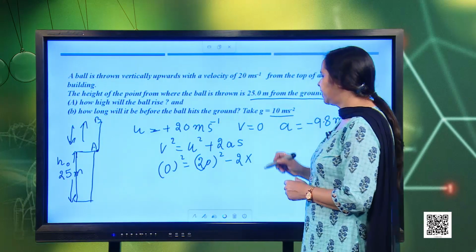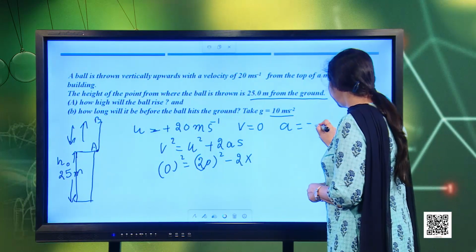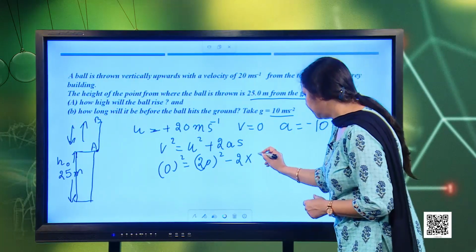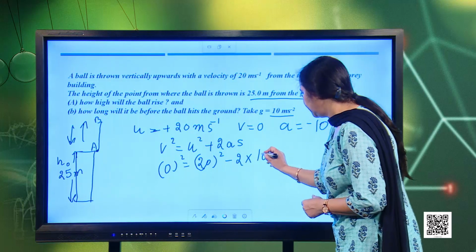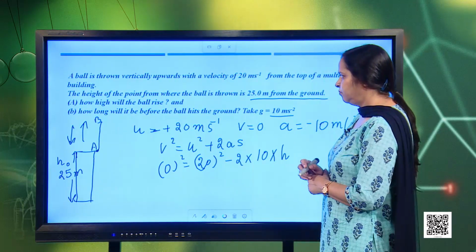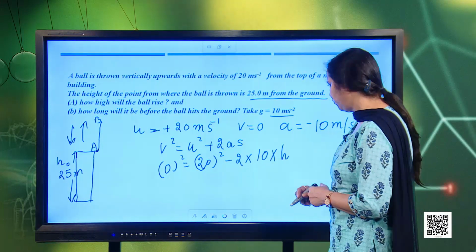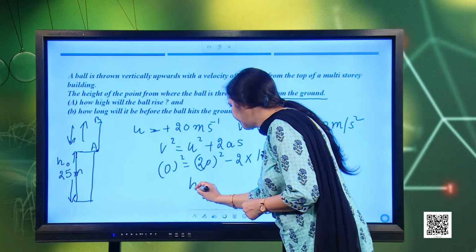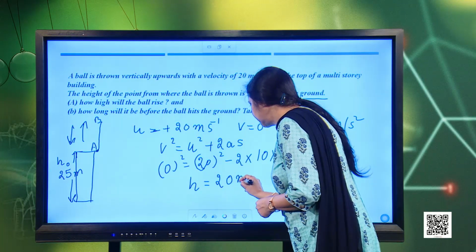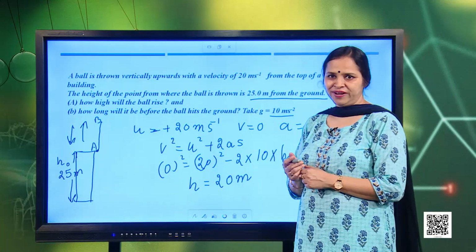Okay, in this question we can take the value of g to be 10. So, rather than taking 9.8, we can take it to be minus 10 meter per second square. So, it becomes now into h, let's say. We need to find out how high it is going to rise. When you solve this equation, you will find the value of h will come to be 20 meters. So, this is the height up to which the ball will rise.